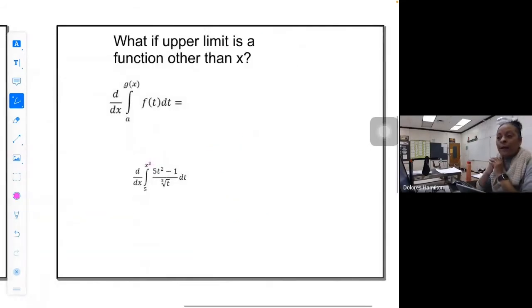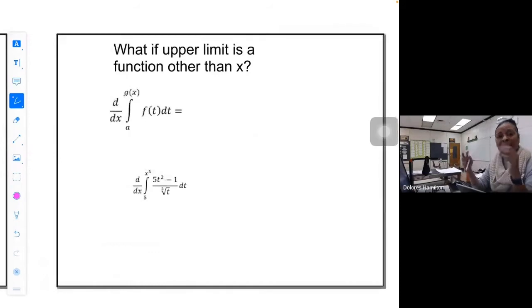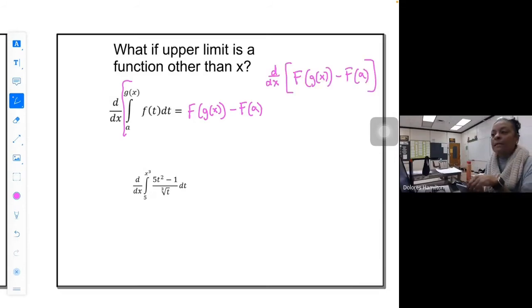The question we're now asking is, what if that upper limit isn't just x? So let's walk through this, folks. And let's, like we did previously, just focus on the antiderivative and then derive it. So this would give us big F of g of x minus big F of a. So now I want to differentiate that. Let's think about what it would look like if I took the derivative of big F of g of x. Start with that. Well, the derivative of big F is little f of g of x.